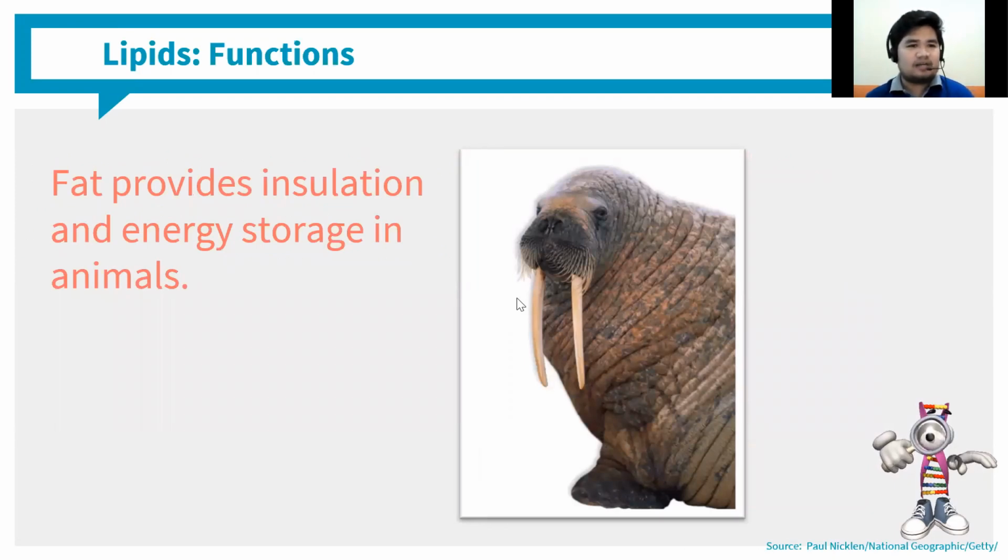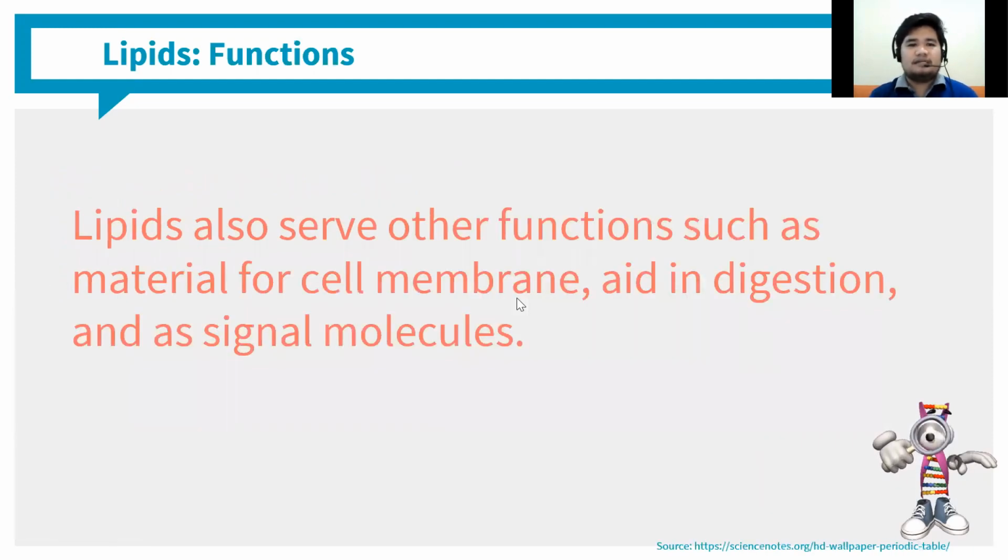One of the many functions of fat is to provide insulation, such as in this animal, and also energy storage. Okay. Lipids also serve other functions such as material for cell membrane, just like the one we discussed a while ago, aid in digestion, and as signal molecules.